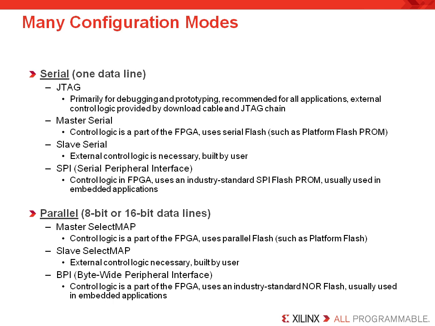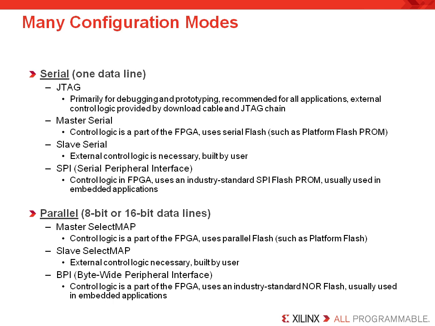Now there are several parallel modes which enable faster configuration than serial modes. Master SelectMAP uses FPGA configuration logic and uses a parallel flash, such as the platform flash, to load the data a byte at a time. Slave SelectMAP allows the user to customize their configuration control logic and still load data a byte at a time. Note that Slave SelectMAP also supports a by32 data line implementation when you target Virtex 5 or Virtex 6.